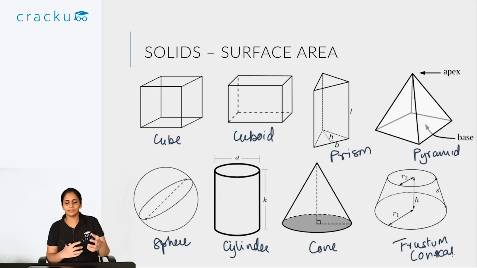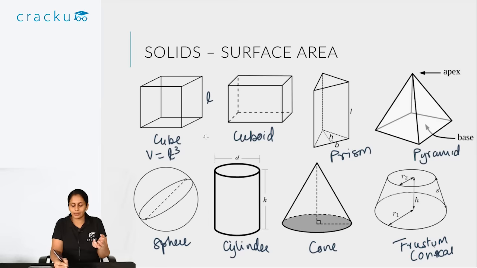A cube has all six faces equal, and all dimensions of the cube are equal. The volume of the cube is L cube, where L is the length of the side. And first I'm discussing surface area.